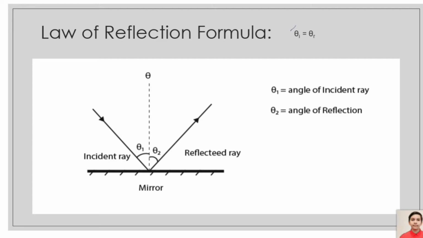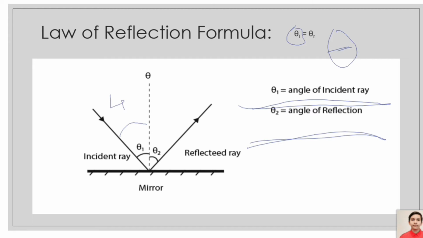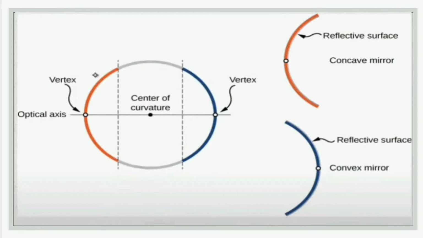Now this symbol here is our symbol for theta, and over here the angle of incidence is equal to the angle of reflection, it's saying here. So for example, if we take this angle as 45, this will also be 45, right? The angles are equal, we know that.